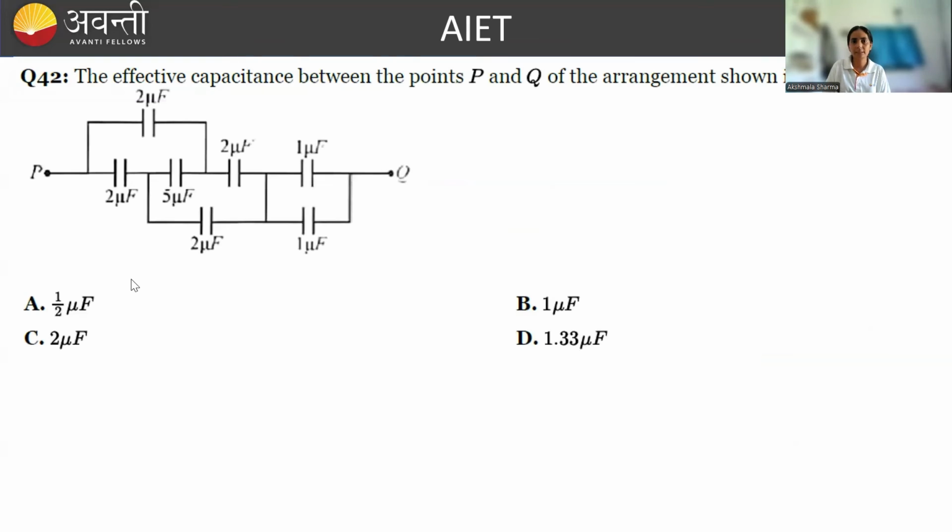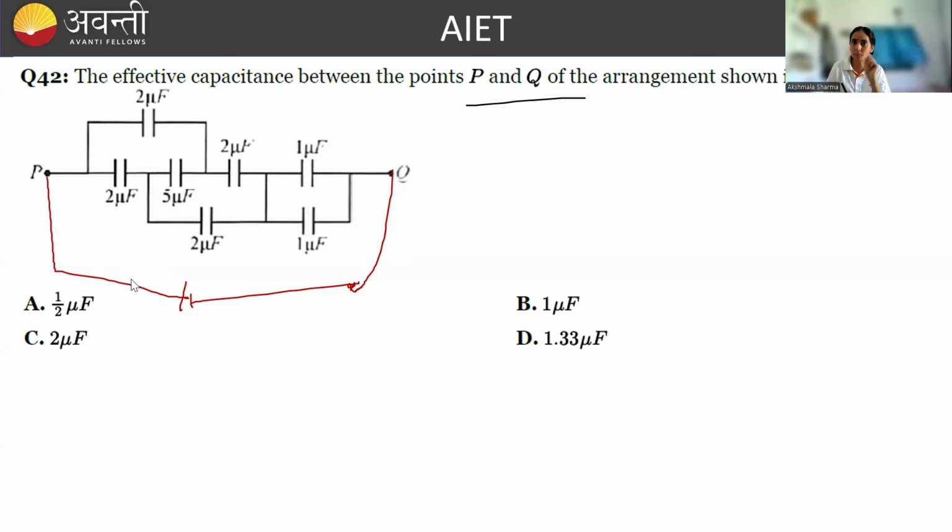Now, the effective capacitance between points P and Q of the arrangement shown in the figure. So there are 2 points. Between these 2 points, we have to calculate the equivalent capacitance. Whenever 2 points are given between which you have to calculate the equivalent, connect a battery between those 2 points. The same thing I have done here. After that, try to see which one is series, which one is parallel.